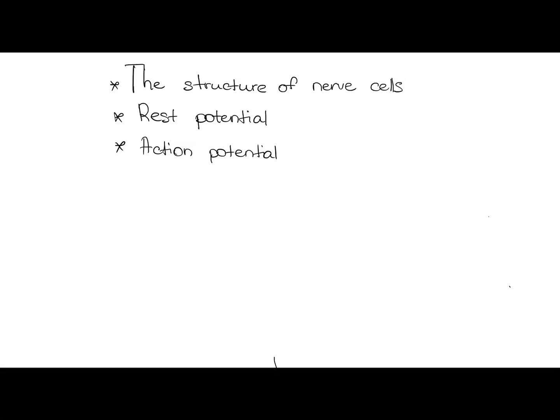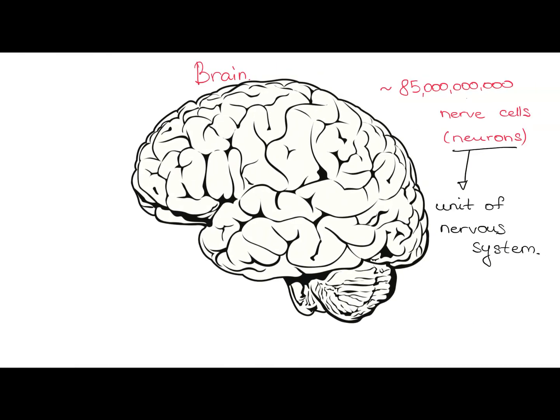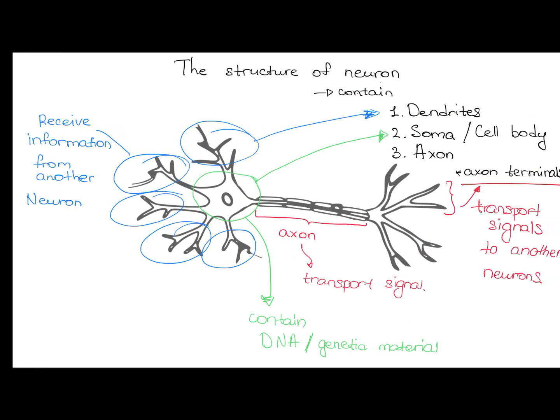Okay, we will cover three topics. First, the structure of the nerve cell, the resting potential, and the action potential. Firstly, a human brain contains 85 billion nerve cells, or neurons. Neurons are the unit of the nervous system.